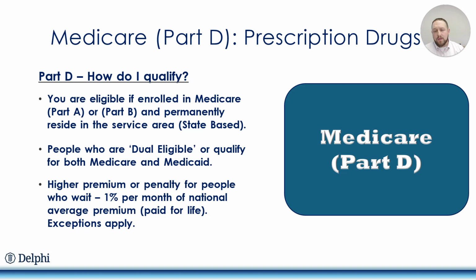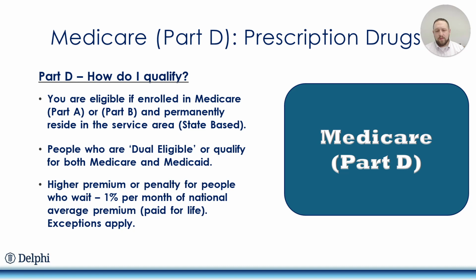So how do you qualify for Part D? You are eligible if you're enrolled in Medicare Part A or Part B and permanently reside in the service area of that particular prescription drug plan. So we get a lot of questions about when can I sign up for these different plans. When it comes to the Part D plans, you actually can sign up before your Part B is even active. If you just have Part A, when you're first enrolling, you can get that.